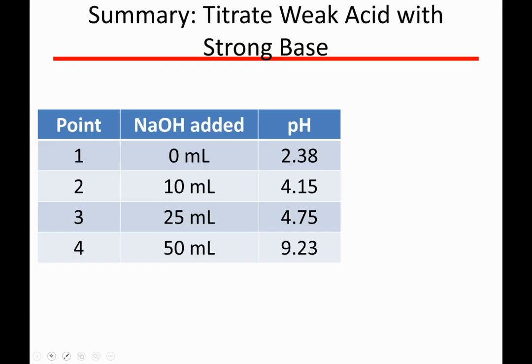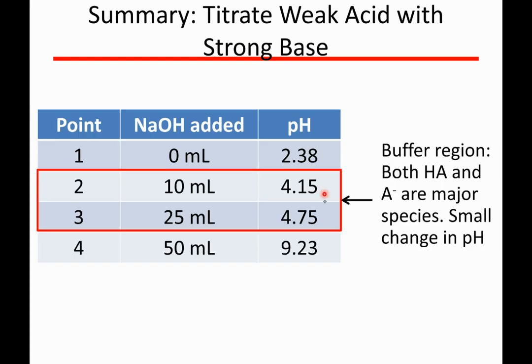When you're in this region between points 2 and 3, you have a buffer. I'll recommend that you take a look back at the videos where we calculated the pHs at these 2 points. When you look back at your notes, what you'll see is that at these 2 points, the sodium hydroxide reacted with the acetic acid to produce acetate ion. And after all of the sodium hydroxide was used up, you had both acetic acid and acetate ion as major species. So within this portion of the titration, you have a buffer.